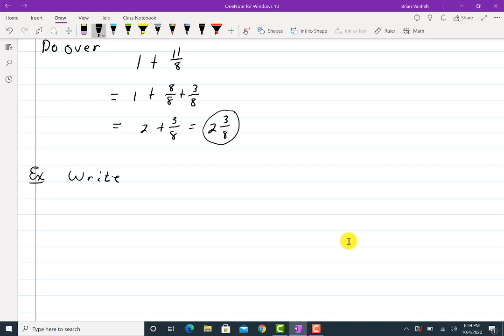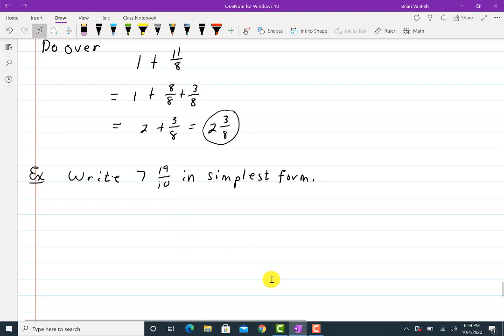So I'm going to write 7 and 19 over 10 in simplest form. Once again, let me change it to a fraction. 7 times 10 is 70, plus 19 is 89. And I will leave this process up to you. This is 8 and 9/10.